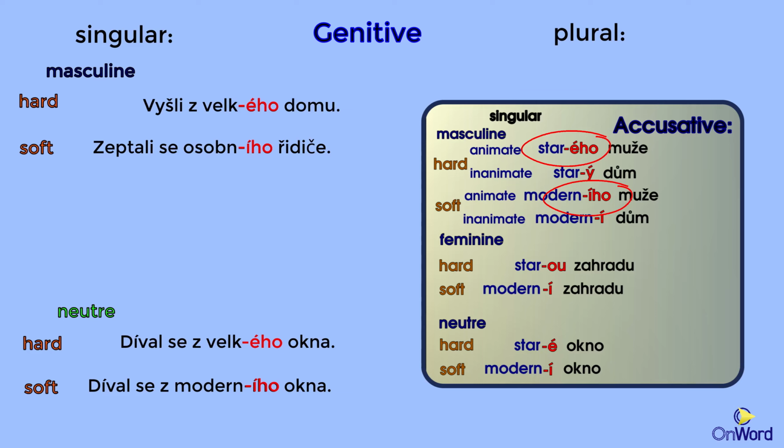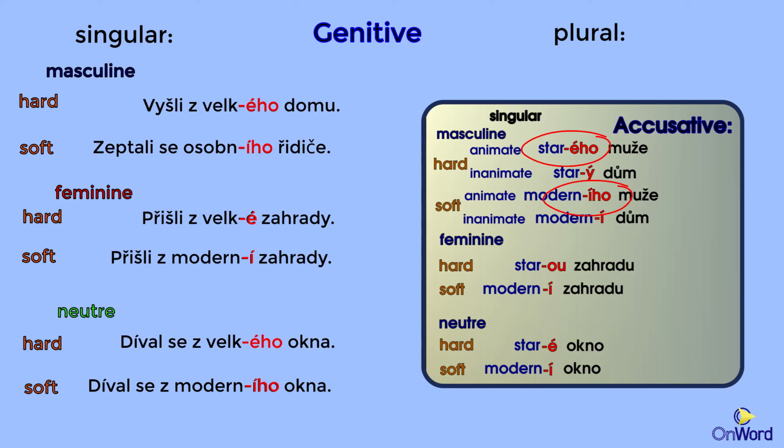In feminine singular, the forms take suffix é in hard type adjectives. For example, přišli z velké zahrady. They came from a big garden, and no change in the soft type again, přišli z moderní zahrady. They came from a modern garden.